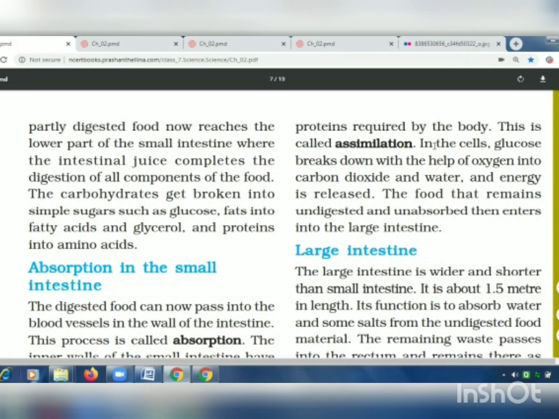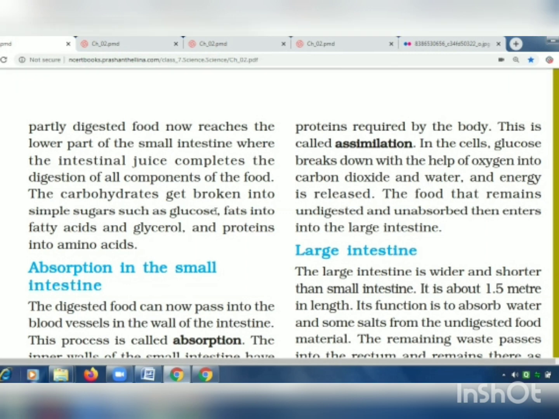So what happens in the cells? Glucose breaks down with the help of oxygen into carbon dioxide and water. So the carbohydrates, as we saw, intestinal juice converts carbohydrates into glucose. So the glucose that reaches the organ, what happens to the glucose there? It is then broken down into what? Carbon dioxide and water. And also energy is released.